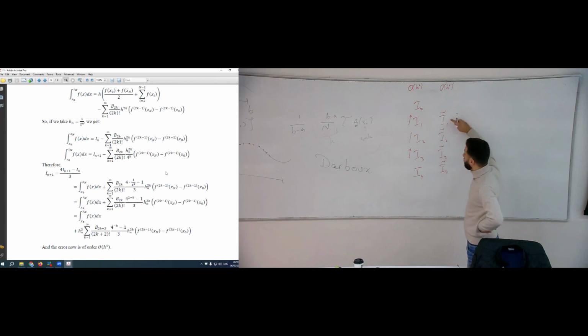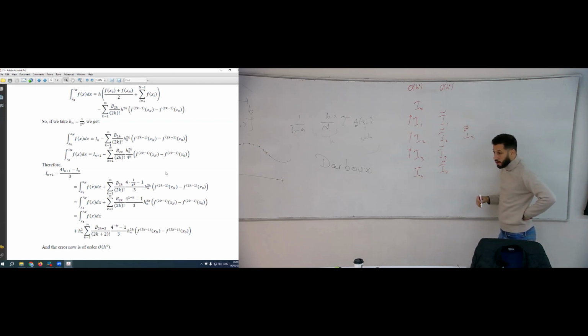Now I have this thing with error of h to the 4th, and also this with error of h to the 4th. And again, the constants don't depend on h. So I can make again something here in order to get I tilde tilde 2. So let's take a break now, and after that we continue.